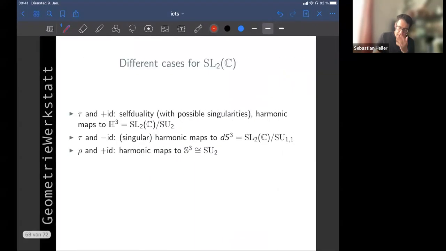So there are two other situations, namely the anti-holomorphic structure rho, and plus identity. And here we get harmonic maps into SU2. And we do not get any singularities, which is interesting. In this case, you always have a global factorization. That's a theorem you have to prove, but it works in this setup, which is nice and somehow exceptional. And it's a counterpart to the difference between existence results for harmonic maps into negatively curved spaces and harmonic maps into positively curved spaces.